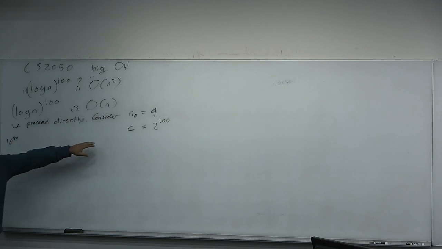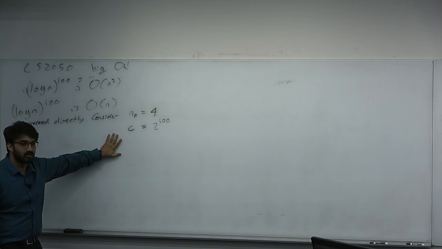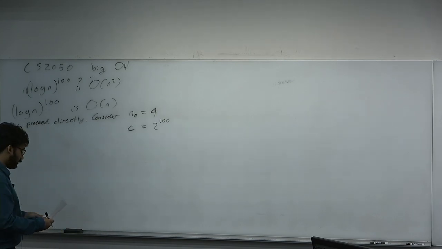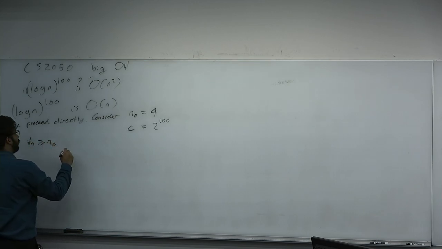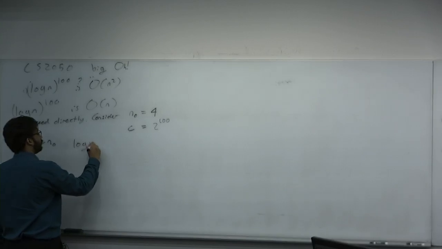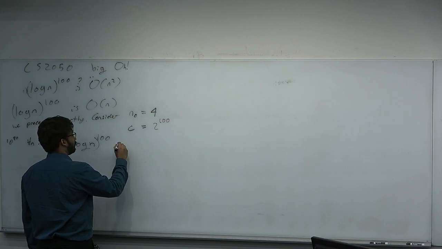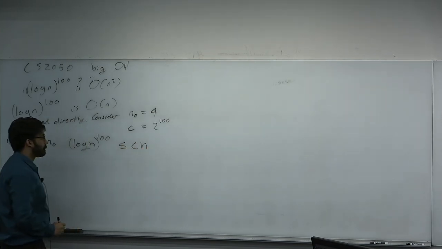The cool part about choosing c is you get to choose really large constants. If the function truly is asymptotically greater, it shouldn't matter what constant you choose. In practice, you don't want to always start with 2 to the 100, but for this specific example, I know it'll work. Then consider for all n greater than or equal to n naught, log of n to the 100 is less than or equal to cn, right?